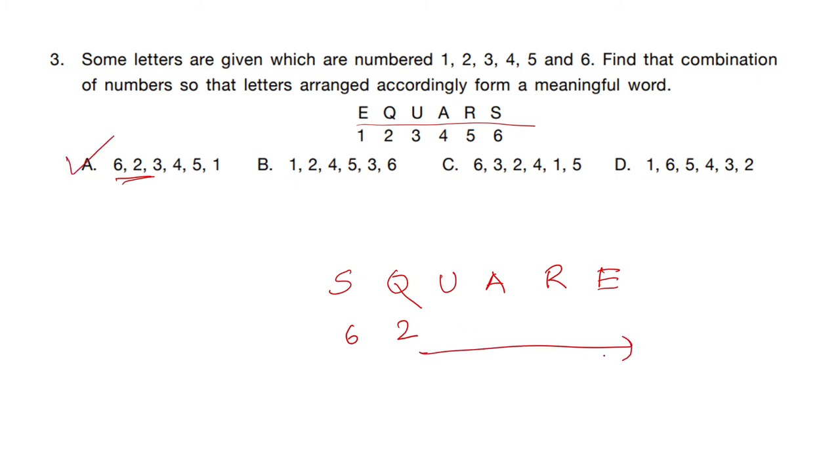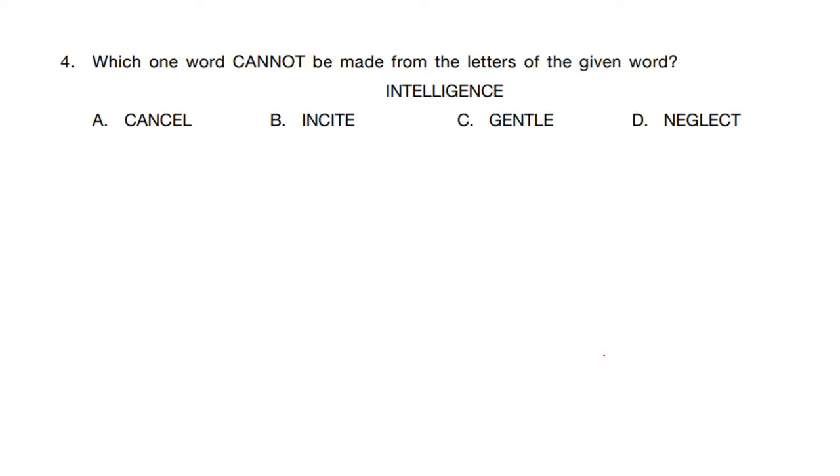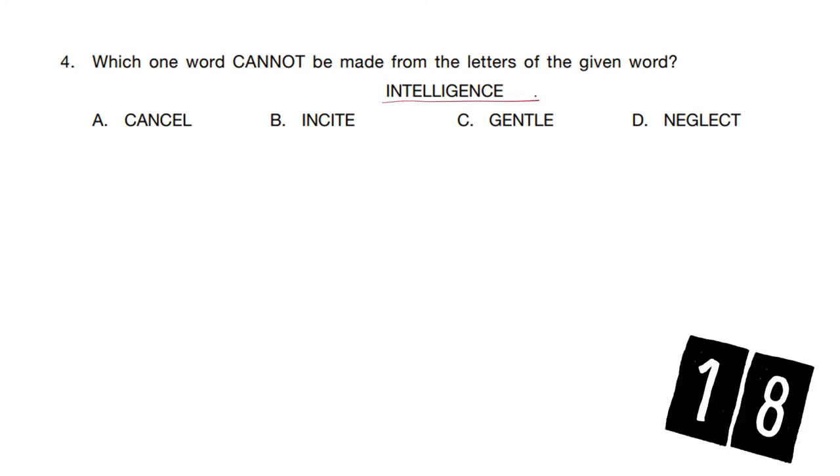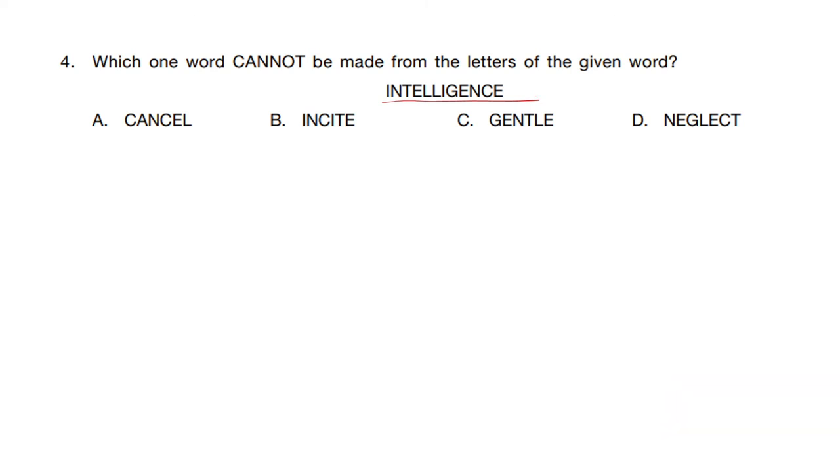Let's go to the next question. Which one word cannot be made from the letters of the given word? The given word is intelligence. I hope you got this quickly. Now, if you look at the given words, it is A which does not come in the word intelligence. So, that is why you cannot form A. So, this is your right answer. Next question.